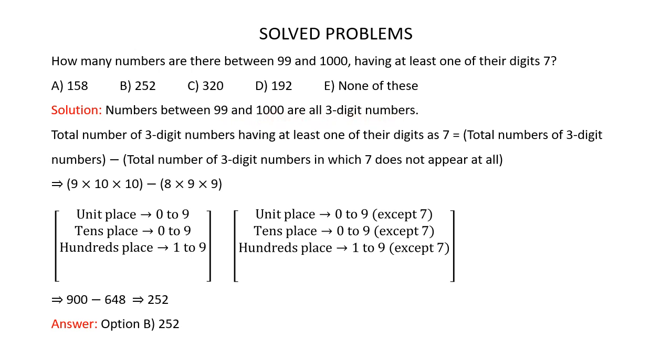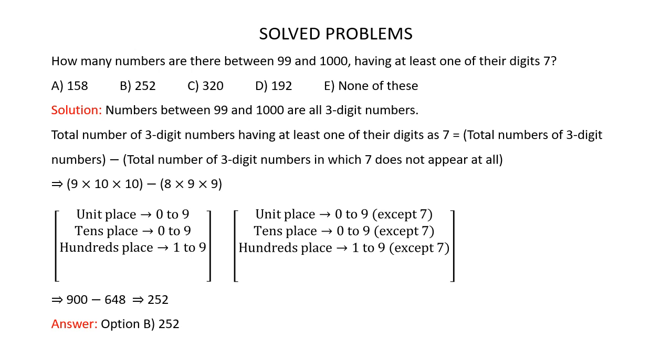Now here you are asked to find how many numbers are there between 99 and 1000 having at least one of their digits as 7. So the total number of 3-digit numbers having at least one of their digits as 7 is equal to the total number of 3-digit numbers minus the total number of 3-digit numbers in which 7 does not appear at all. Now first let's find out the total number of 3-digit numbers.